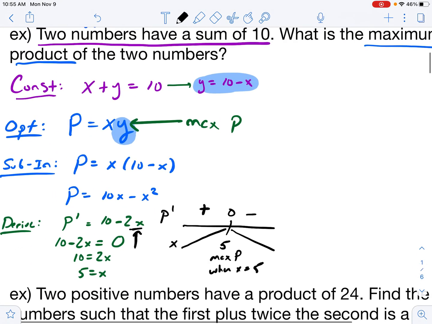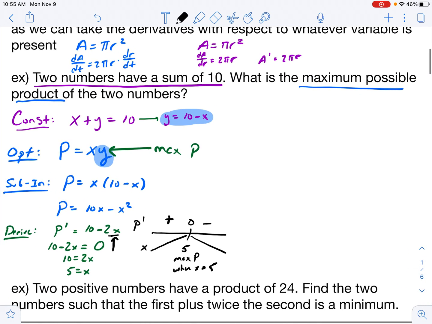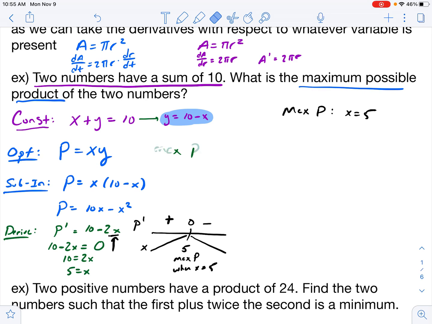And now let's think about what the question ultimately wants. It says, what is the maximum possible product of the two numbers? Okay, so we know we're going to get a max product when x is 5. Here is the equation for product right here. So if I want, now I can go back and get the y value. Where do we go to get that? Back to the constraint. Notice, if we know what x is, we can solve for y. Subbing in 5 for x, it looks like y is also going to be 5 here.